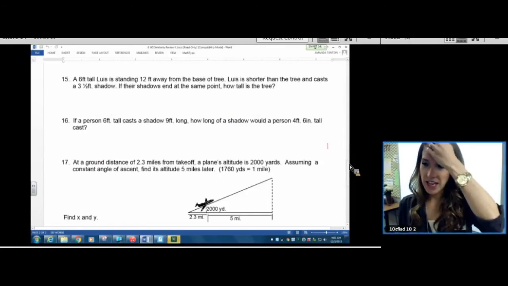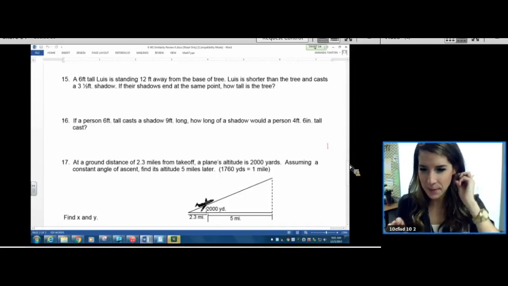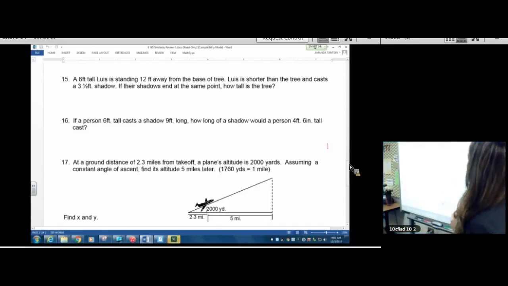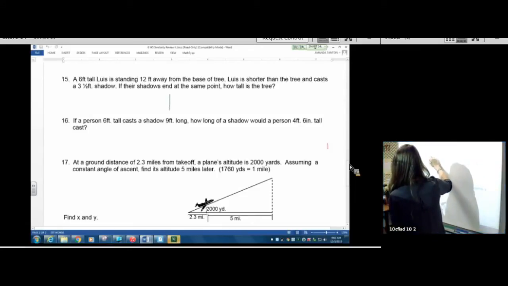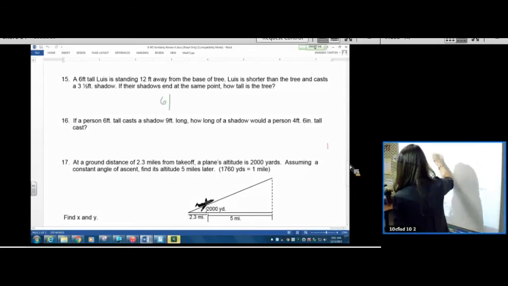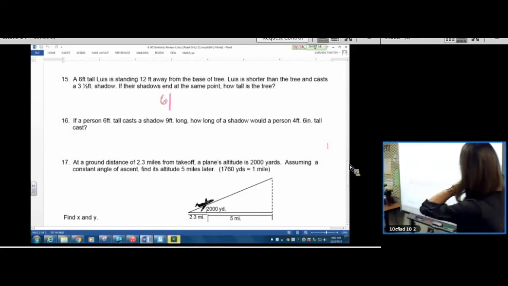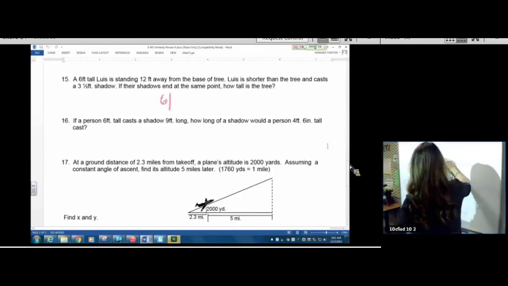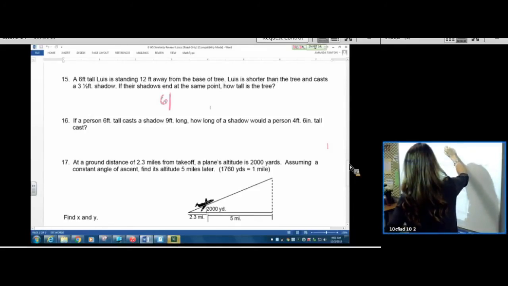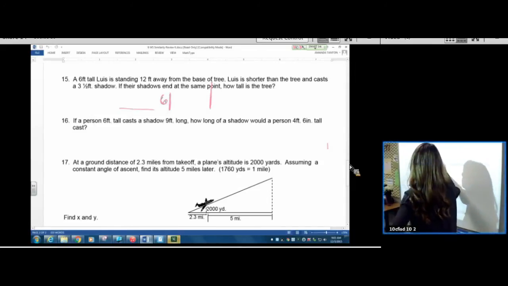Let's work number 15 because I have a sneaking suspicion that you'll see this one again. A 6-foot-tall Lewis. All right, let's draw a Lewis, 6 foot tall. Oh, I'm using the color I don't like to use anymore. Okay. 6-foot-tall Lewis is standing 12 feet away from the base of a tree. He's shorter than the tree, so I need to be careful. I need to draw a tree. It needs to be taller than Lewis. Here's my ground. He's standing 12 feet away from the tree.